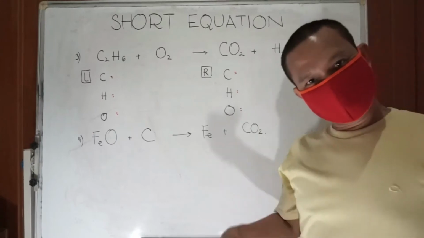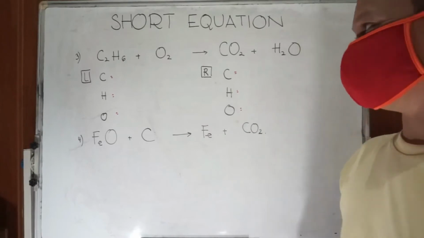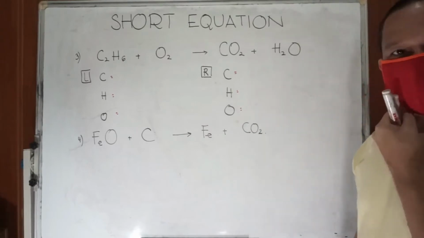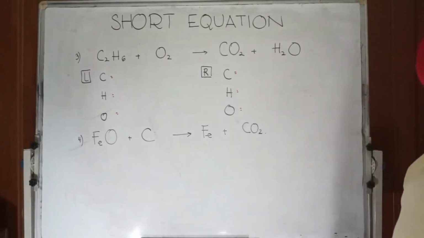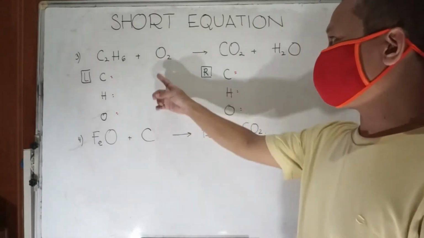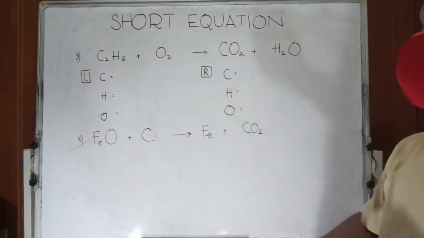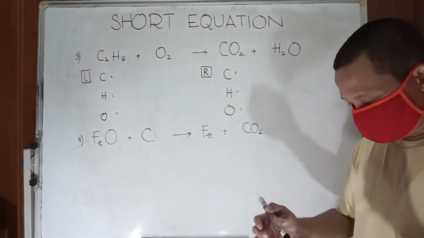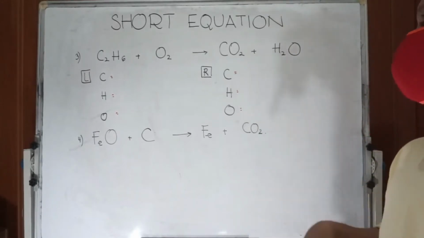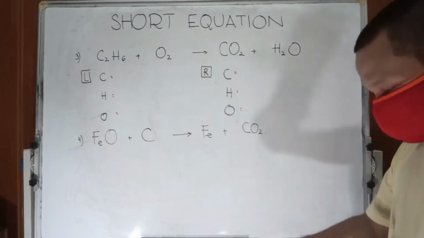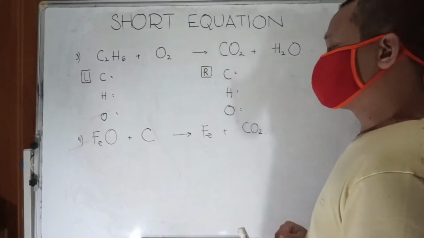Okay, so then we go to the next question about balancing chemical equation. Today I give you 2 more examples how to balance short equation. Okay, number 3, ethane plus oxygen yield carbon dioxide plus water. Okay, how to balance this short equation. Okay, everyone. We're going to balance this equation, okay? Just follow me. Okay, for the next step, you're going to list all the elements on the left side.